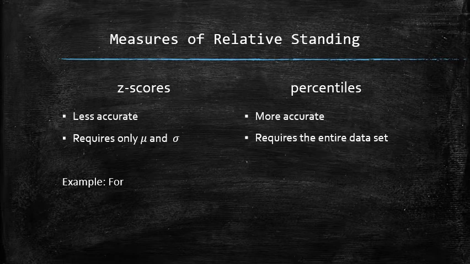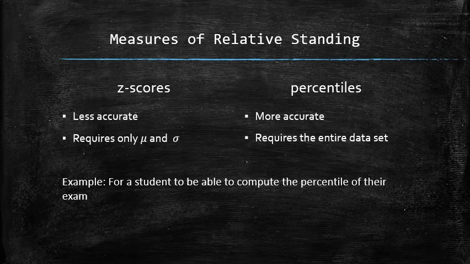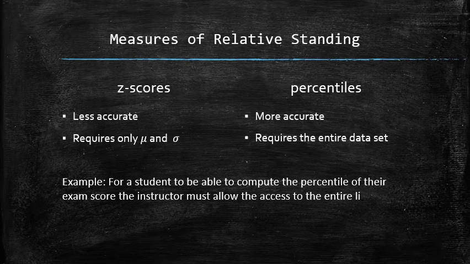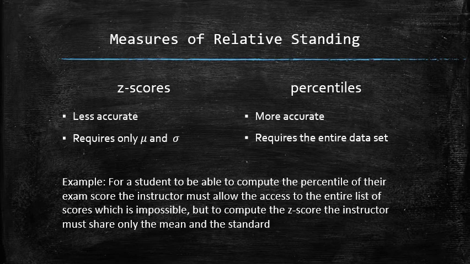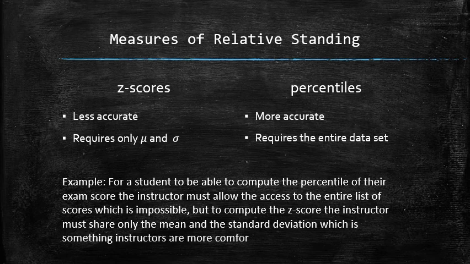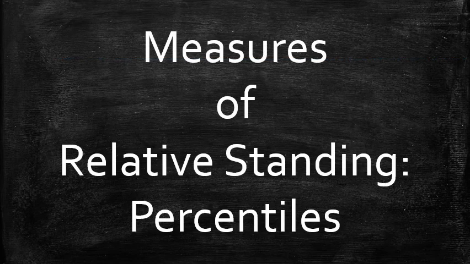For example, for a student to be able to compute the percentile of their exam score, the instructor must allow access to the entire list of scores, which is impossible. But to compute the z-score, the instructor must share only the mean and the standard deviation, which is something instructors are more comfortable doing. We discussed how to compute and interpret the percentiles, the alternative way to measure the relative standing of an observation.